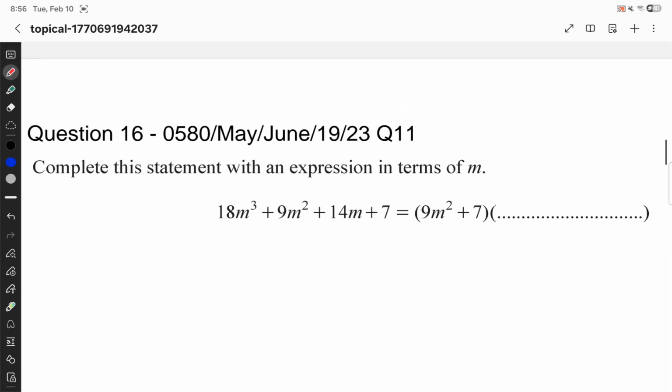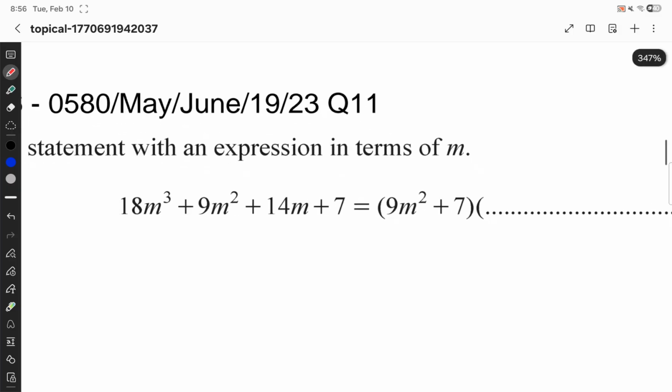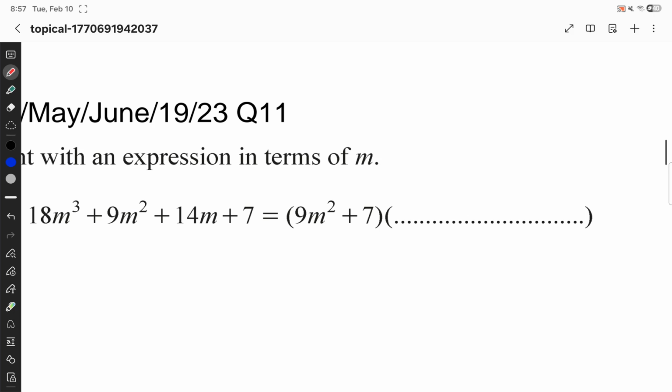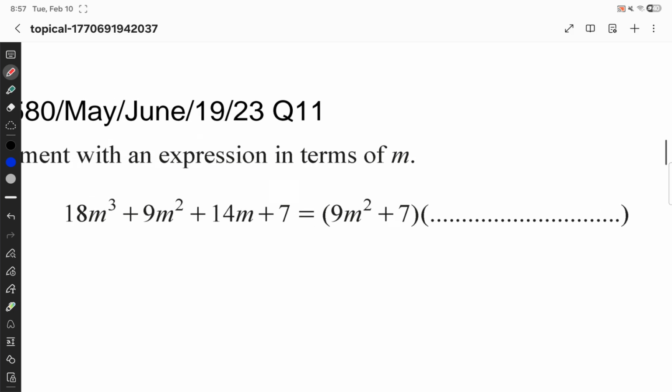Now this is a fun question. Complete the statement with an expression in terms of m. This cubic, oh no, cubic, we have never learned that in our lives. Why is it a cubic? Don't worry. 8m cubed plus 9m squared plus 14m plus 7 is equal to this term and some other term.